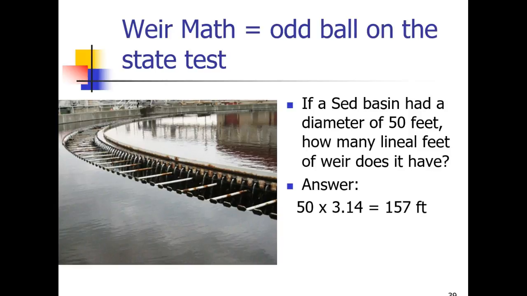Okay, this is actually, in the water industry, the only time we've talked about that 0.785 figure and how we can take that square and make it into a circle on pipes or tanks. This is actually the only place that you will use pi. If a sedimentation basin had a diameter of 50 feet, how many linear feet of weir does it have? So there you go.